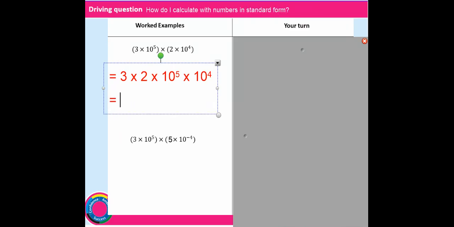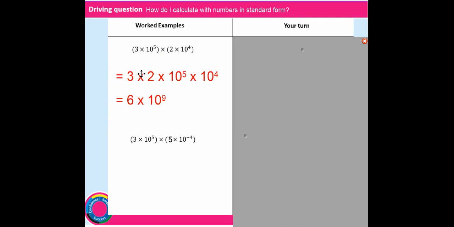3 multiplied by 2 is 6, and 10 to the power of 5 multiplied by 10 to the power of 4 would give us 10 to the power of 9. Remember our lesson on index laws. When we multiply, we add the powers. So that's 6 multiplied by 10 to the power of 9. Next question.